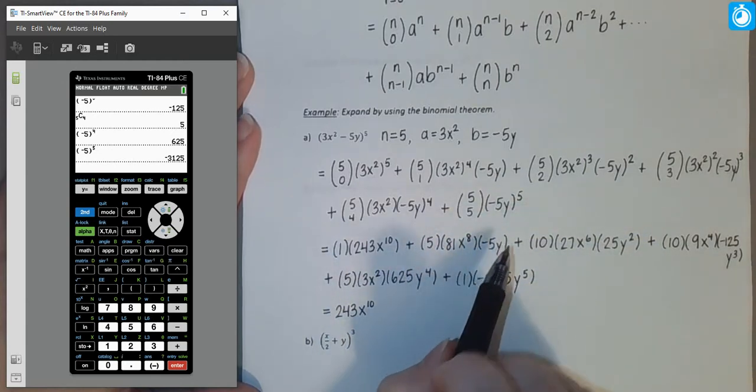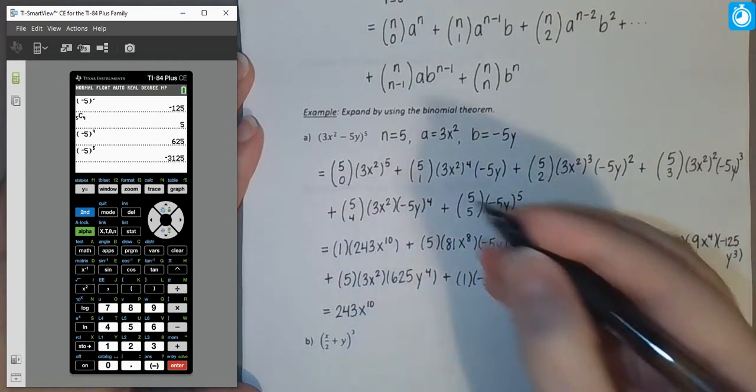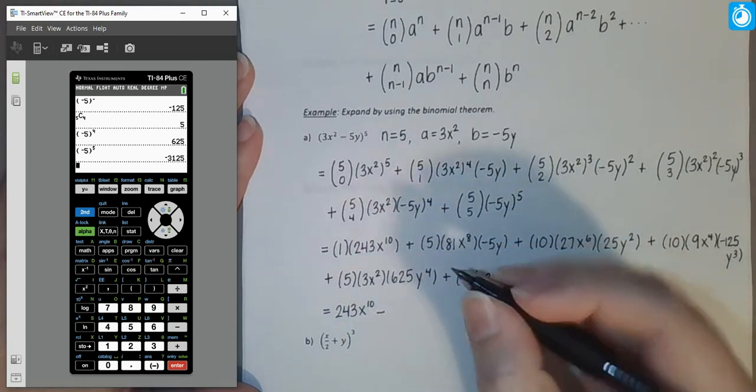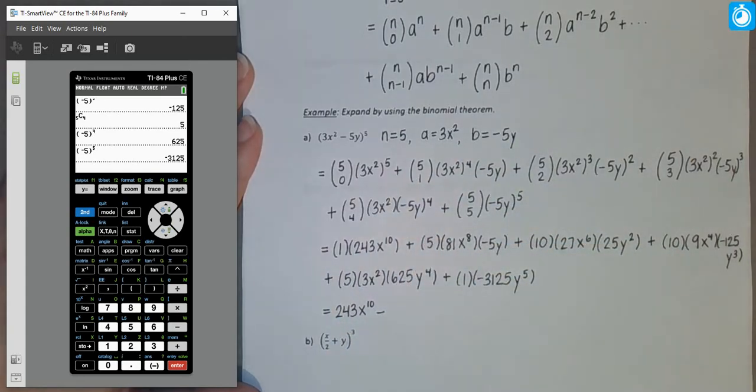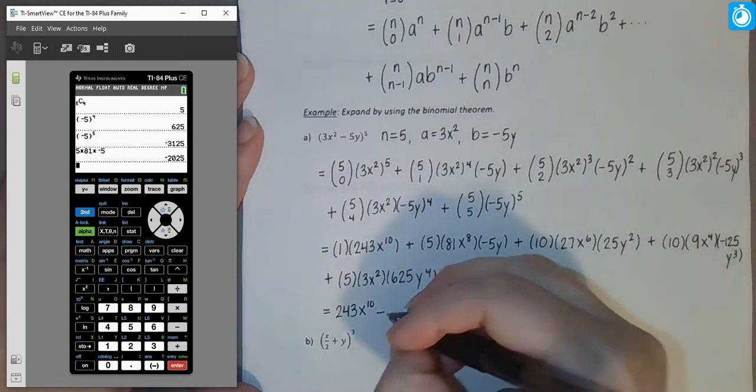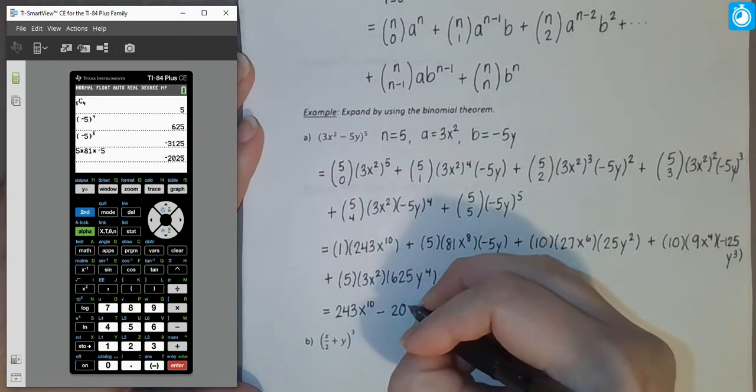Now be careful with your signs. So notice we do have a negative, so it is going to be subtracted. And it's 5 times 81 times negative 5. So 5 times 81 times negative 5 is going to give us negative 2,025.